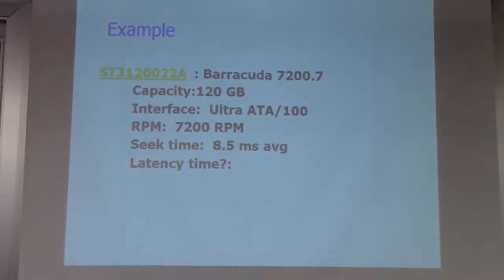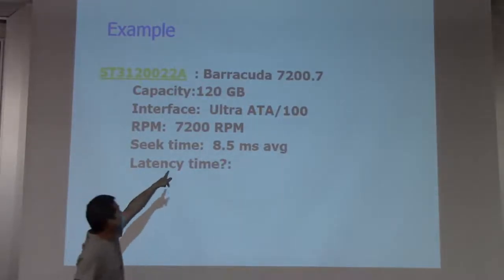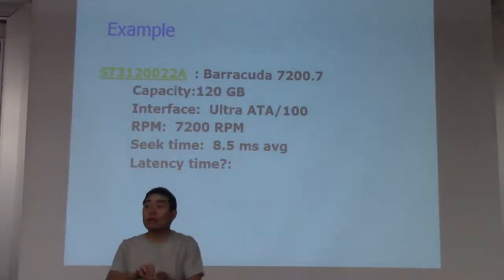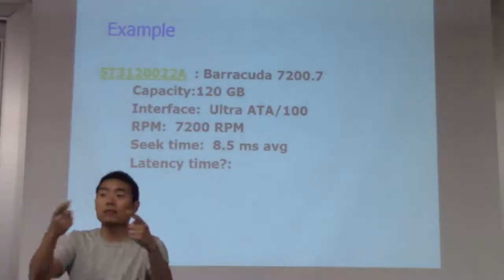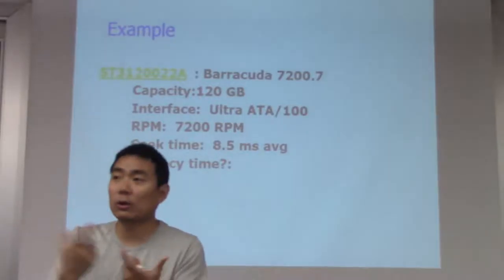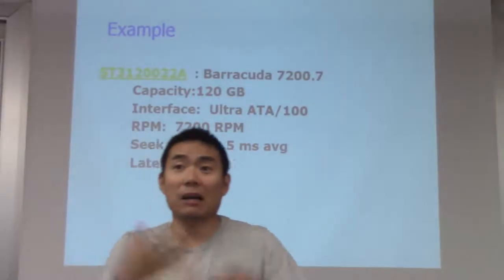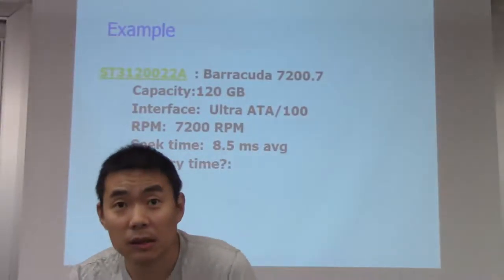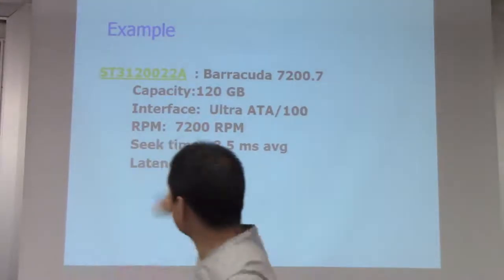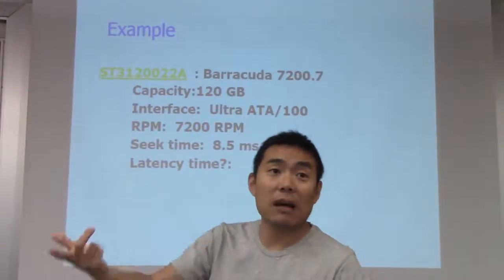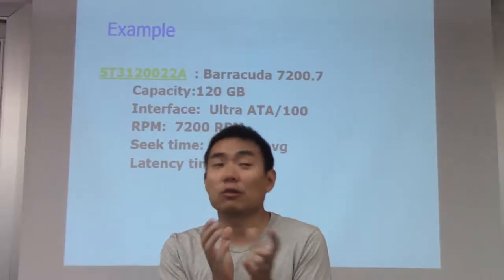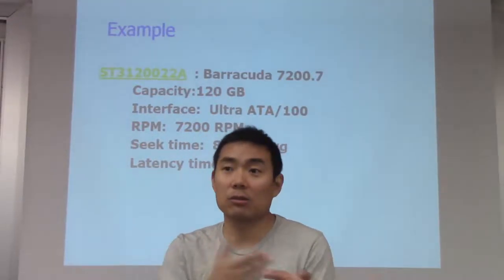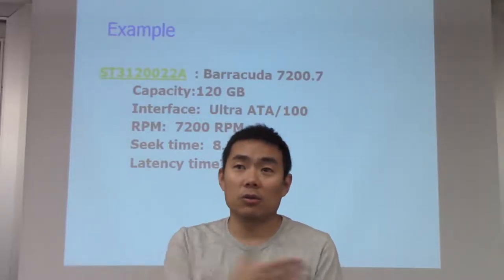Why? Because you can use 60 seconds divided by that number. That gives you how many seconds one rotation takes. You take half of that, and that gives you the rotation delay. So in other words, the higher the RPM is, the better your disk is, because that means a smaller rotation delay. The smaller the seek time is, the better it is, because that means you can move your arm quickly.